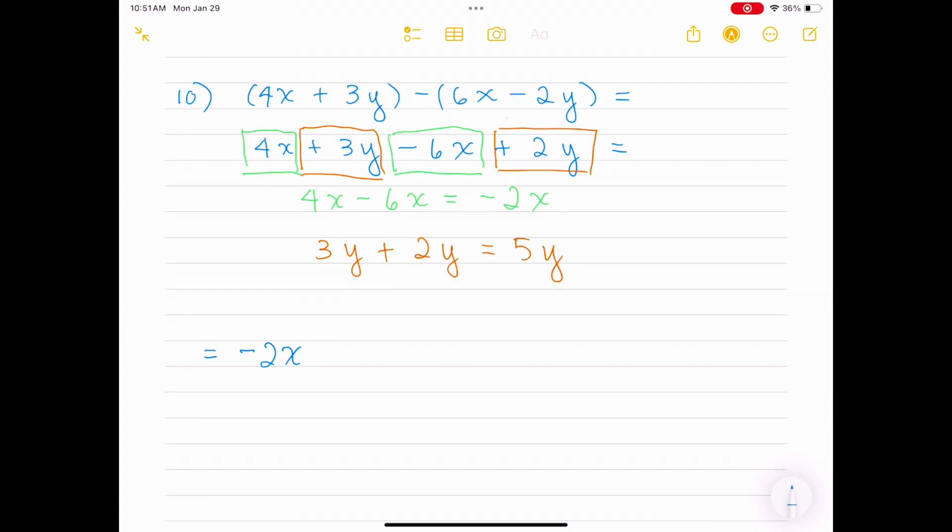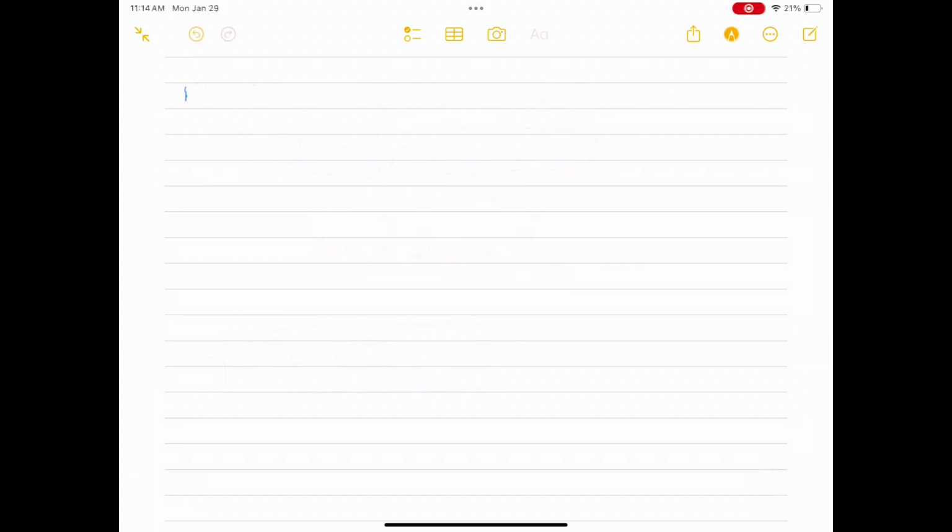And at this point, we realize we have finished simplifying the expression, and we end up with minus 2x plus 5y. We box our answer. Example 11. 3a squared minus 2a plus 4 minus, open parenthesis, 2a squared plus 3a, close parenthesis.